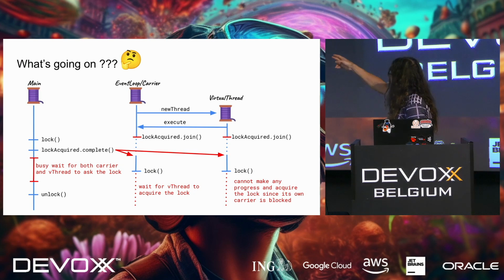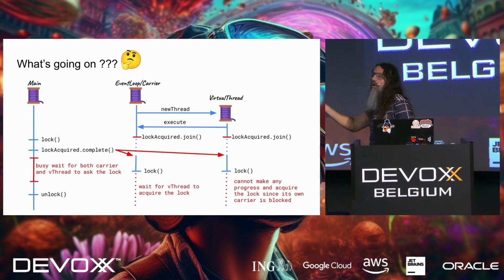Why? Because the carrier is waiting for the virtual thread to acquire the lock, and the virtual thread may want to acquire the lock, but cannot make any progress because its own carrier is blocked, waiting for the virtual thread itself that is acquiring the lock. Is that clear?